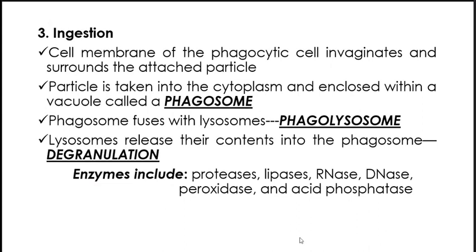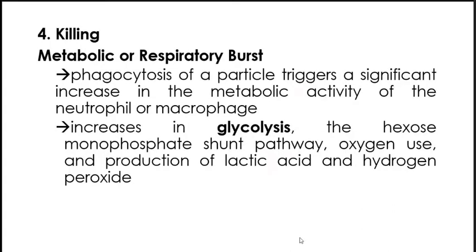And then ingestion. The cell membranes of the phagocytic cell invaginate and surround the attached particles, so that the lysosomes now release their content into the phagosome, which will result now in degranulation. Okay? And of course, the killing, we already know of this one, but the metabolic or the respiratory burst is that phagocytosis of a particle triggers a significant increase in the metabolic activity of the neutrophil or macrophage, which will lead now to what we call the metabolic or your respiratory burst.